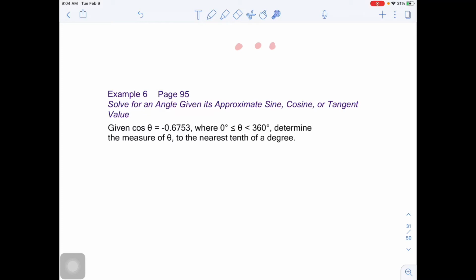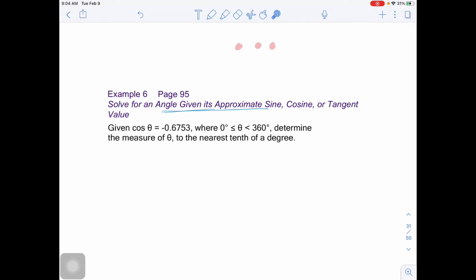So now we're on to example 6. In this question, it wants us to solve for an angle given its approximate sine, cos, or tan value. When you're dealing with an approximate angle, that means you're going to have to do quite a bit of reasoning to determine this one.